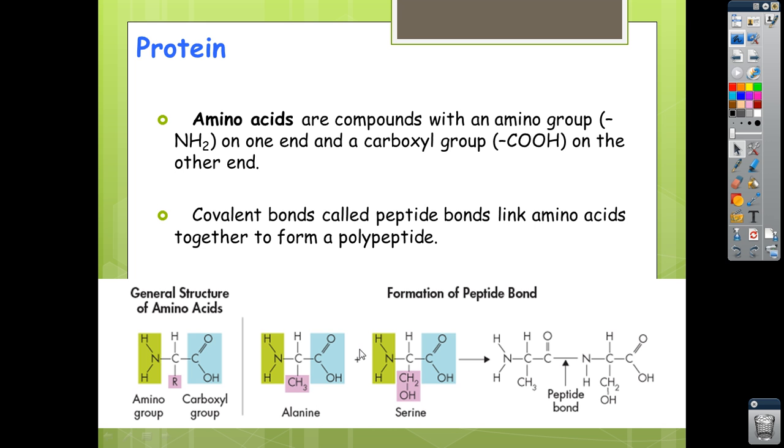Amino acids linked together are joined by a peptide bond. The carboxyl group of one amino acid is going to join the amino group of another amino acid by a peptide bond. Eventually, when you start linking hundreds of these together, you get what is called a polypeptide, or we're going to refer to it as a polypeptide chain.